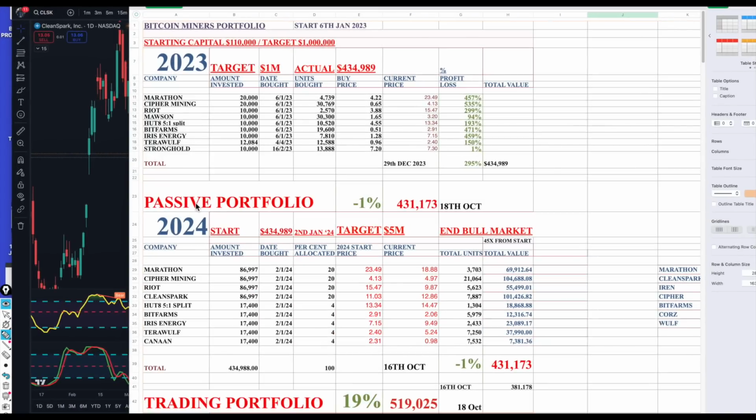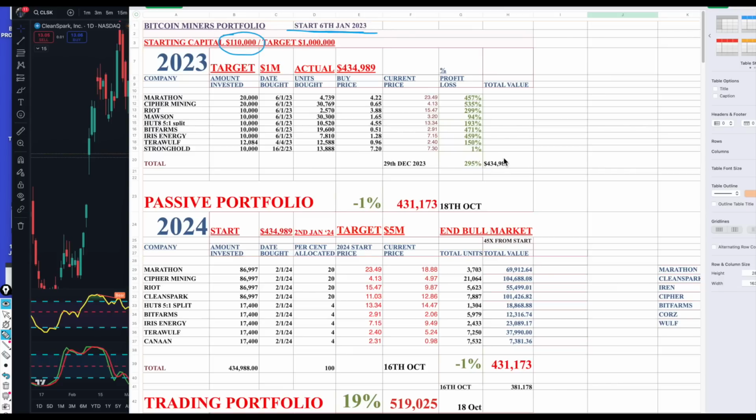So for those of you who've been following our portfolio here, our portfolio has been changing quite rapidly over the last couple of weeks. So we started this portfolio, like I said, at the bottom of the bear market back at the end of 2022, and we started this portfolio here on the 6th of January with around about the $100,000.